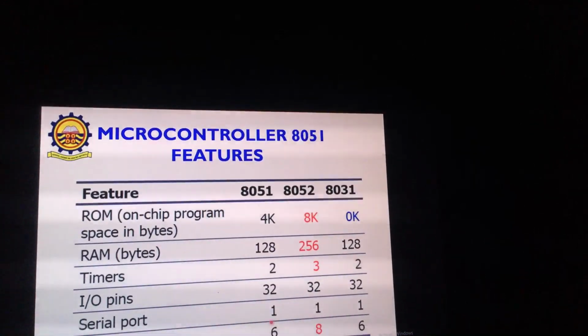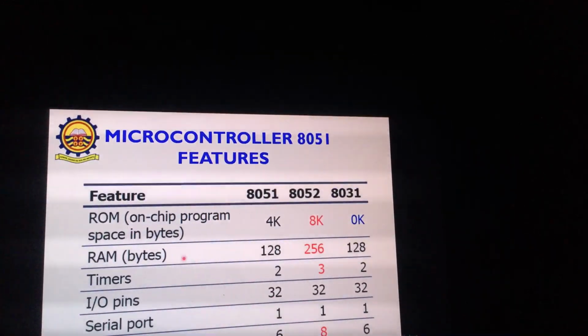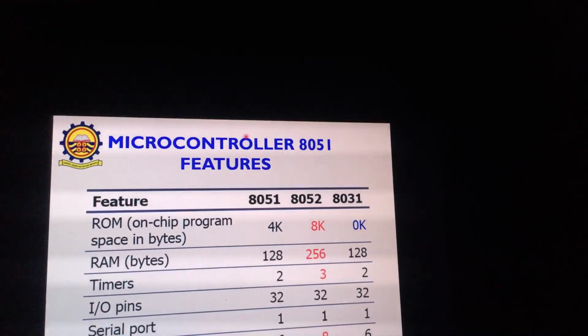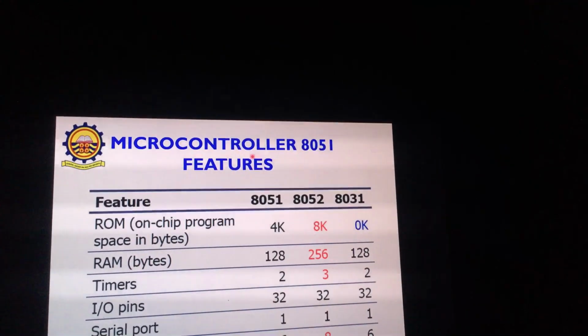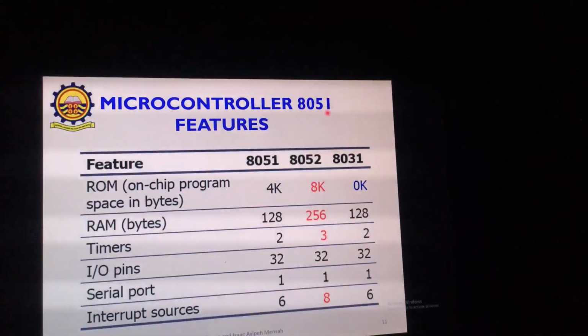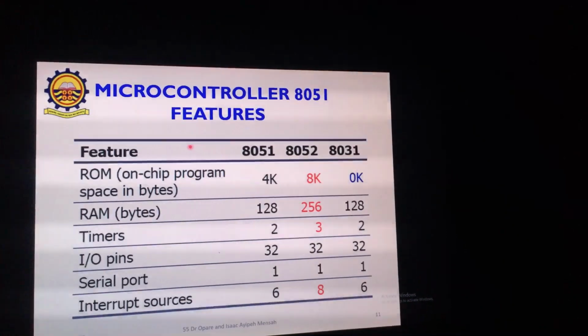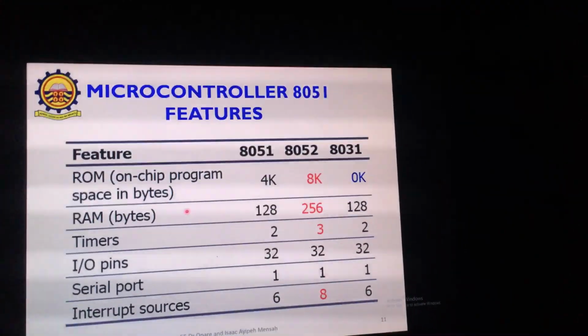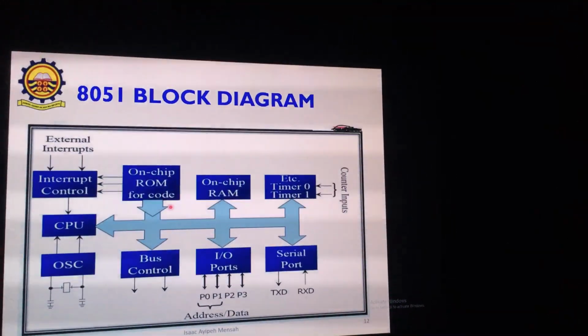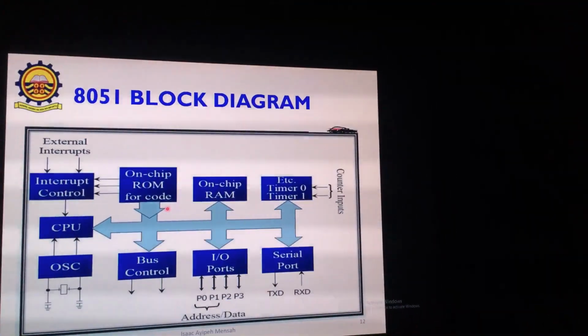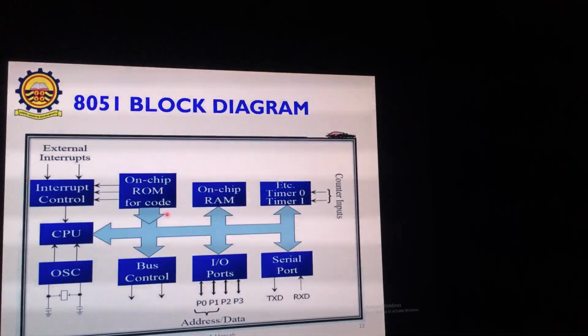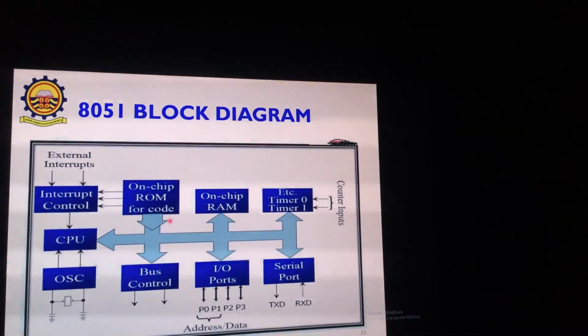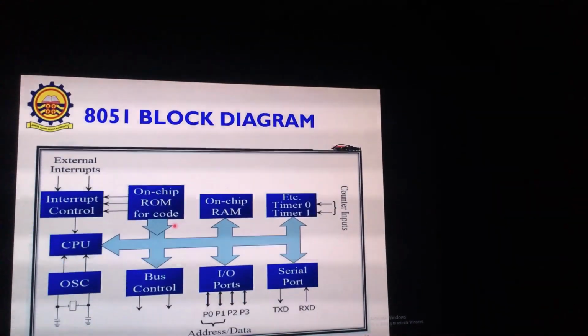So in this class we are going to look at the features of the microcontroller 8051. These are some of the features you can find on the microcontroller 8051. And then the block diagram of the 8051.